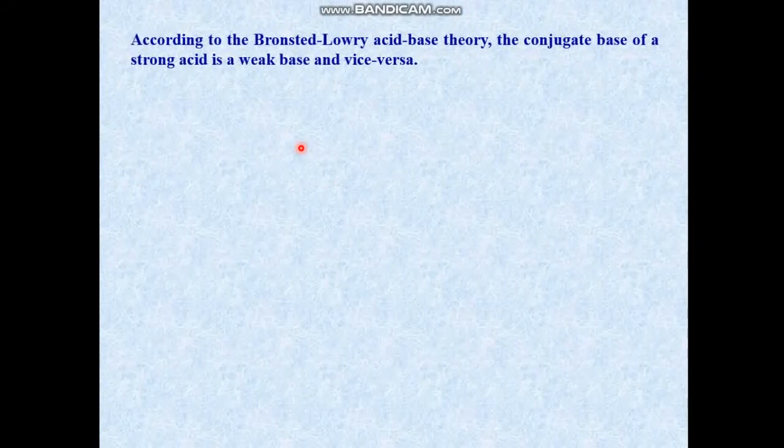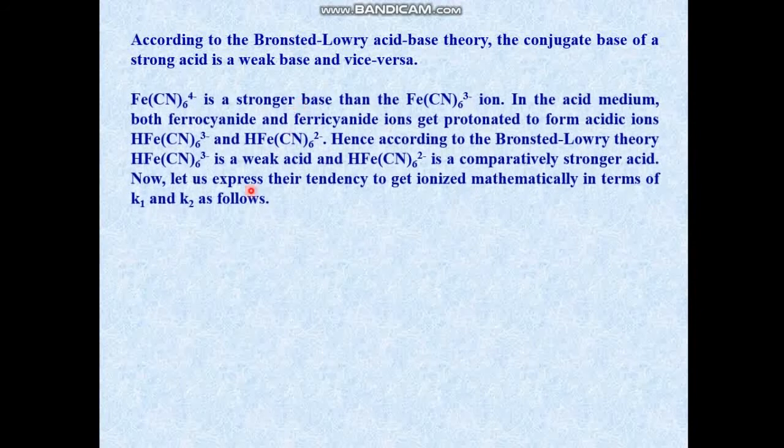Now we can prove this mathematically also. So let's take the help of the Bronsted-Lowry acid-base theory. According to this theory, the conjugate base of a strong acid is a weak conjugate acid, and the conjugate acid of a weak base is a strong acid, and vice versa. So according to this theory, Fe(CN)6 4- is a stronger base. As I have said, this is a strong base. Being a soft base, it has a higher tendency to get protonated than the Fe(CN)6 3- ion.